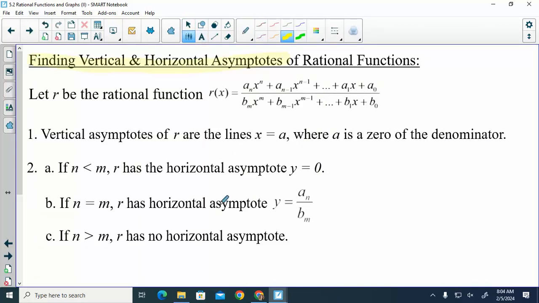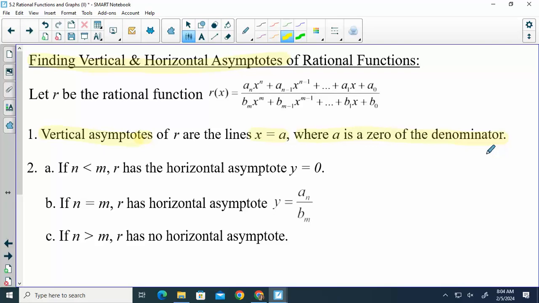So this is how we find horizontal and vertical asymptotes. Vertical asymptotes are x equals a number where that number makes the denominator 0. So vertical asymptotes, x equals anything that makes the bottom of the fraction 0. You can have more than one of those.